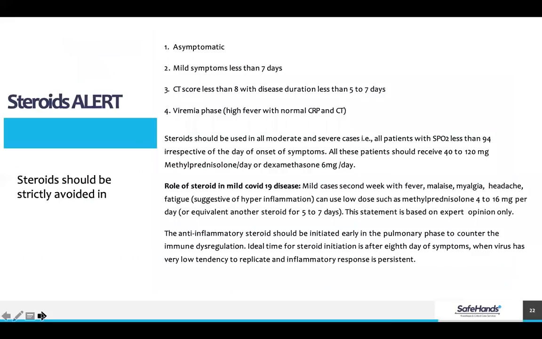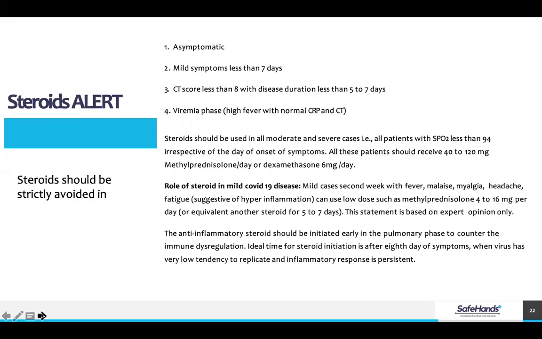Steroid alert. Steroid should be strictly avoided in asymptomatic patients, mild symptoms of less than 7 days, CT score of less than 8 with disease duration less than 5 to 7 days, and the viremia phase where there is high fever with normal CRP and CT score. Steroid should be used in all moderate to severe cases, in all patients with a saturation of less than 94, irrespective of the day of onset of symptoms. All these patients should receive 40 to 120 mg of methylprednisolone per day or dexamethasone 6 mg per day.